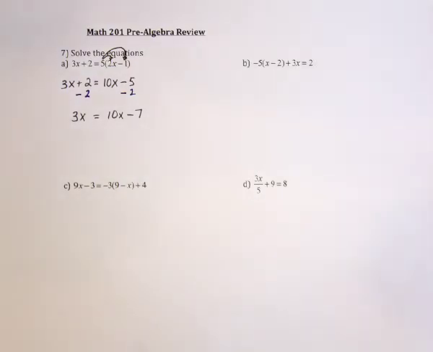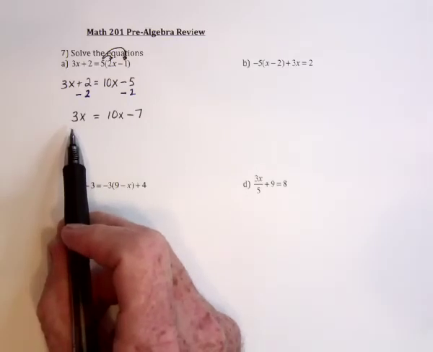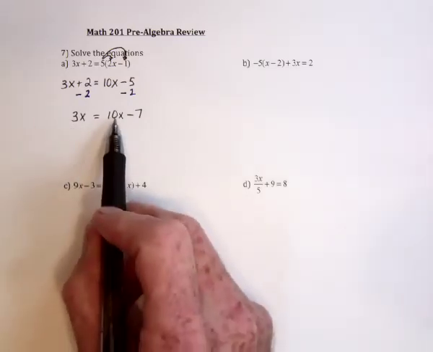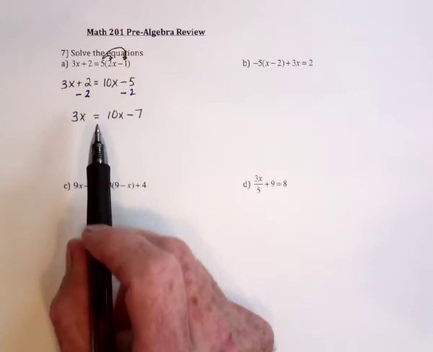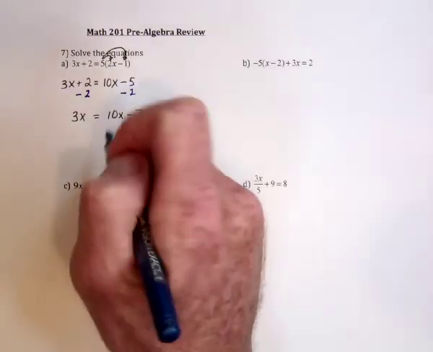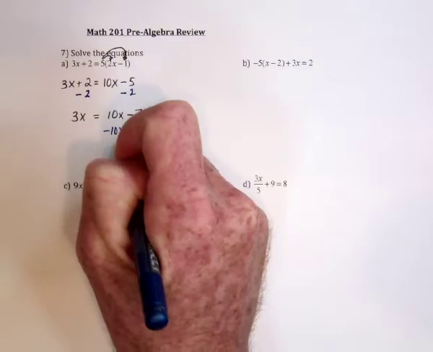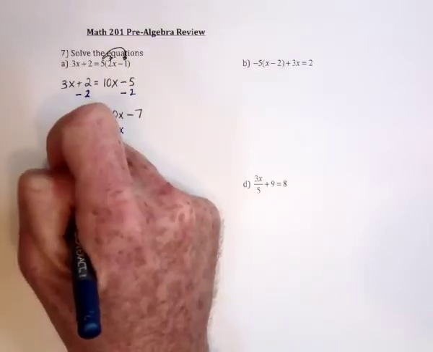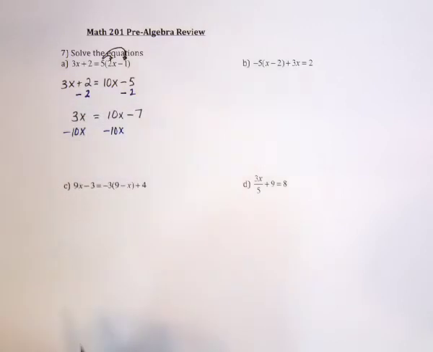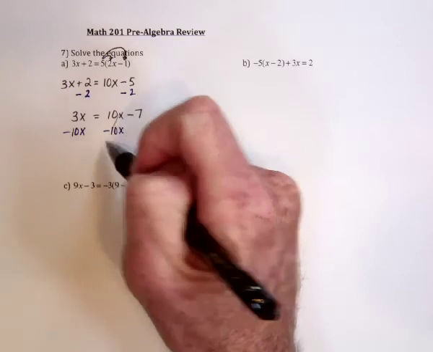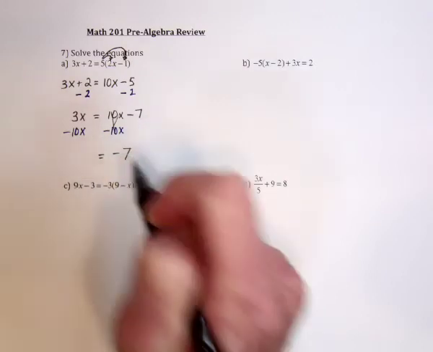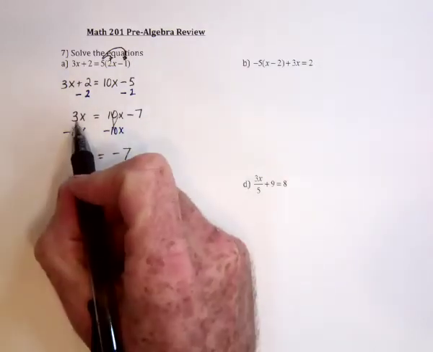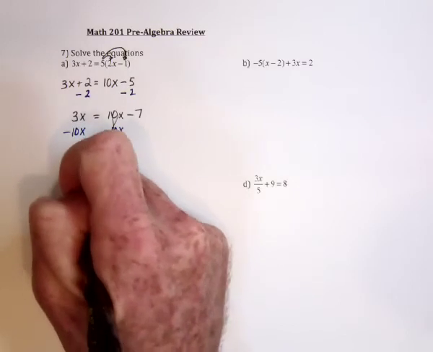So what I can do is move the x's to this side. I'm going to take this 10x and cancel it from the right side. Well, in order to cancel it, I need to subtract. So subtract 10x in order to cancel this 10x over here. But like I said, you have to do the same thing to both sides. So subtract 10x from both sides. Over here, these are going to cancel. The only thing left on the right-hand side is negative 7. Positive 3x minus 10x would be negative 7x.